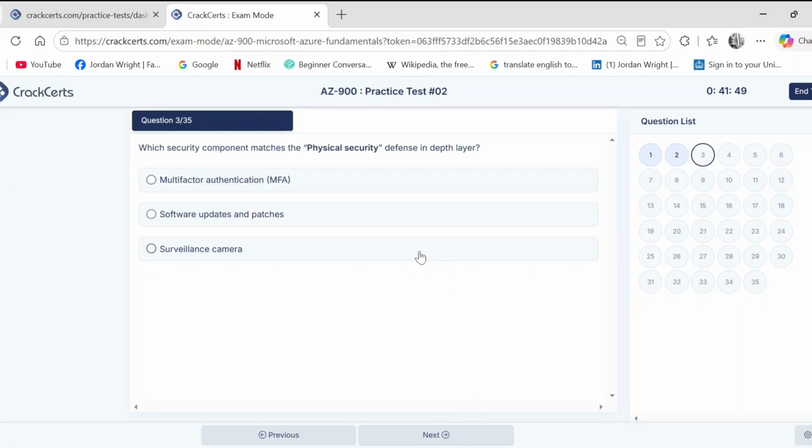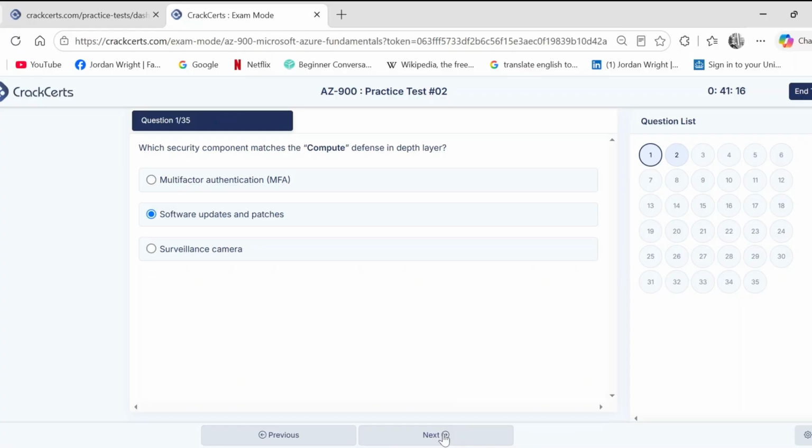That's a different question. Oh my god, I thought we were on question number one. Can we go back to question number one? That's the tricky thing. Which security component matches the identity and access layer? When I meant tricky questions, they are asked again and again in different ways. That's what I meant. They repeat the questions in a different way.